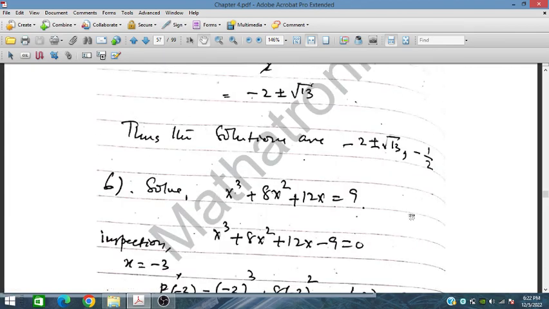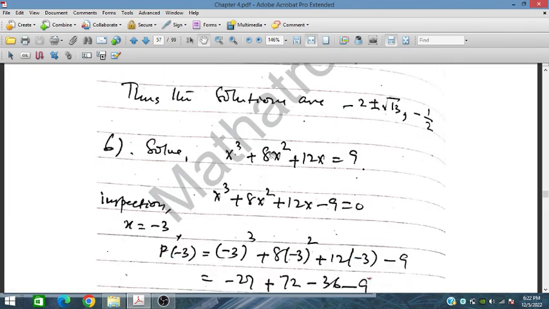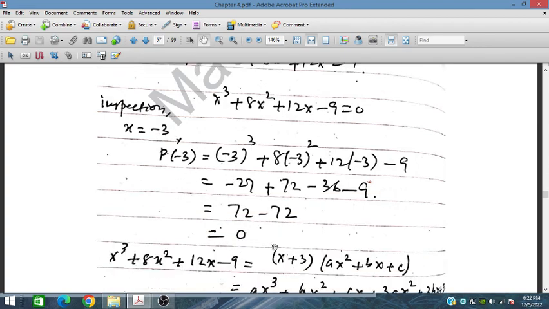Similarly, for problem number 6, x cube plus 8x square plus 12x is equal to 9. So this 9 can be shifted here, and this is the polynomial. And now we use hit and trial. By placing minus 3, we can see that the remainder is 0. So x is equal to minus 3 is one of the solutions. So x plus 3 is one of the factors.